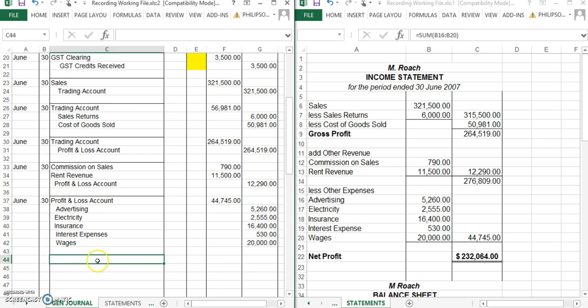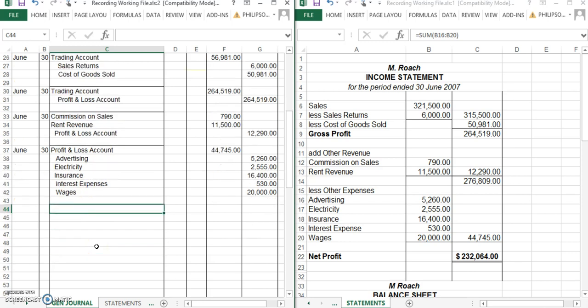Okay, so everything is closed off to profit and loss. We are left with, in our profit and loss ledger account, and again, trying to visualize how our ledger account would look after posting credit 264, credit 12,290, less debit 44. Just like our income statement reads, we will be left with a closing balance in our profit and loss ledger account of this figure here.